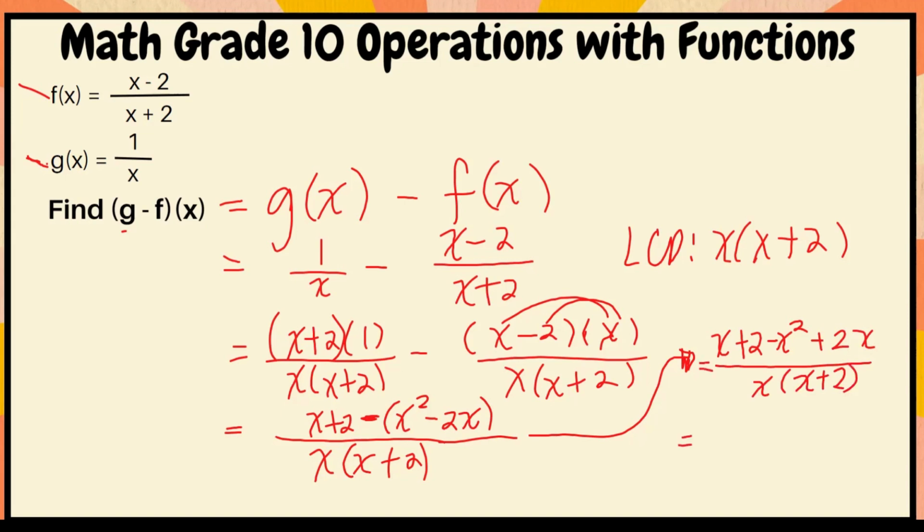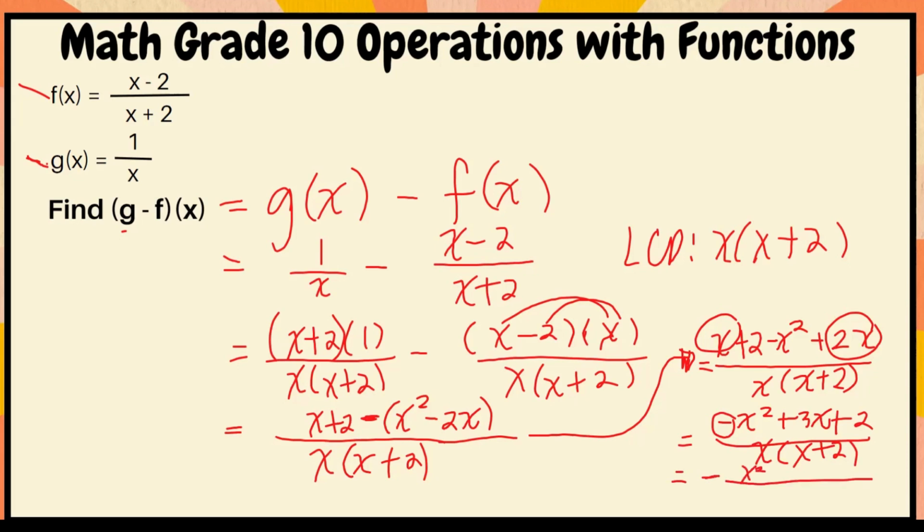The next is to simplify. Simplify the same or similar terms, which are 2x and x. So we have negative x squared plus 3x plus 2. Then after that, you copy your denominator. Okay, so let's move your negative outside. So we have x squared minus 3x minus 2 because you multiply by negative 1. Then x times x plus 2.